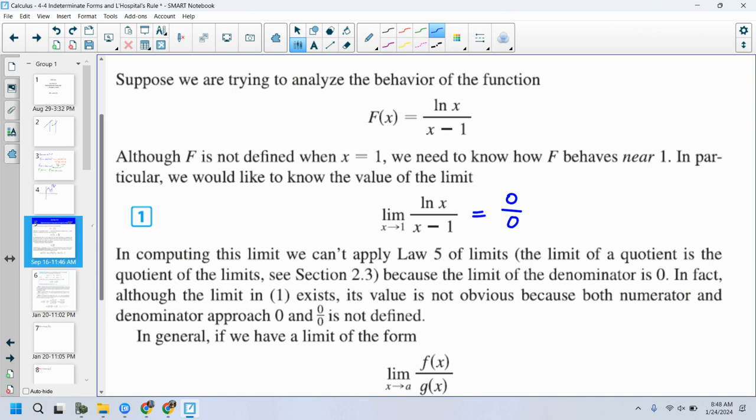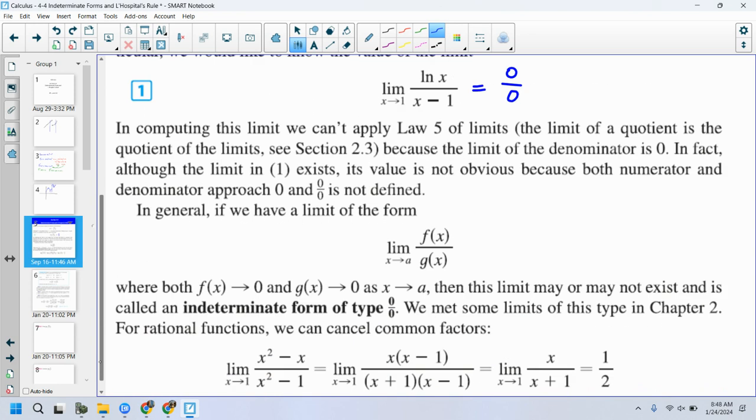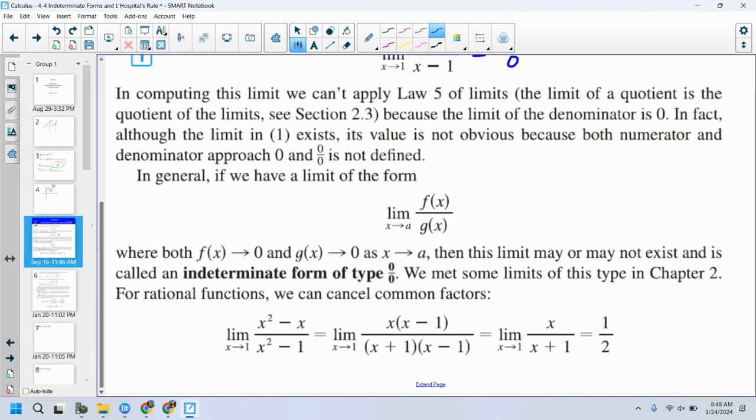Something weird is happening. In computing this limit, we can't apply the limit laws by plugging it in because the limit of the denominator is 0. In fact, although the limit exists, its value is not obvious because both numerator and denominator approach 0, and 0 over 0 is undefined. So this is what's called an indeterminate form of the type 0 over 0. We've seen this before, okay? We worked with this back in chapter 2 when we were studying limits.